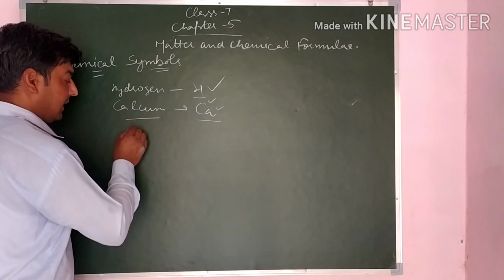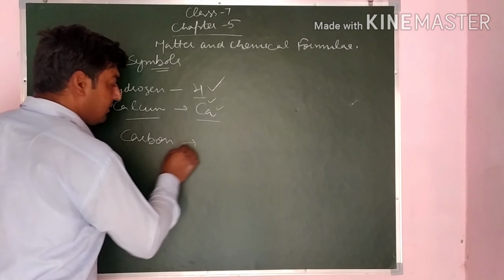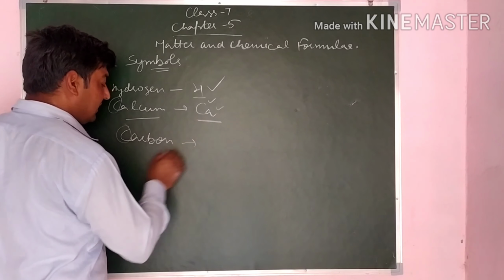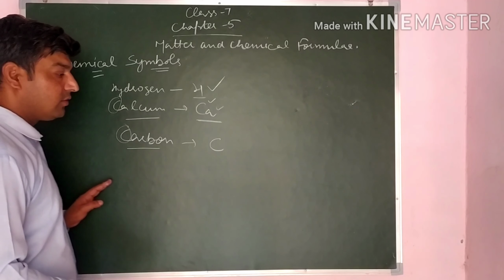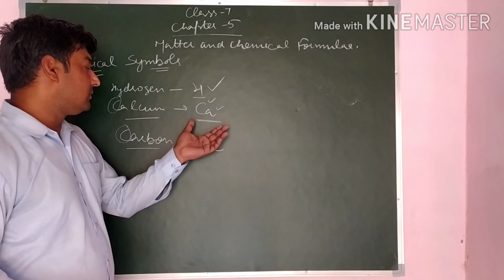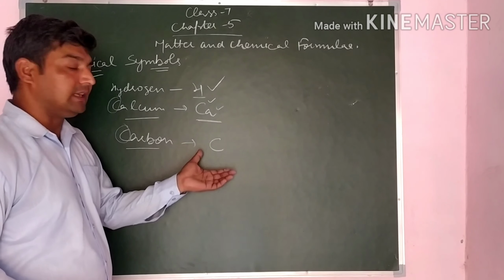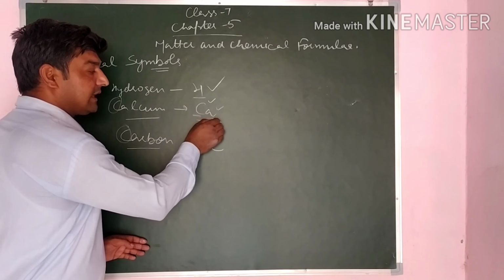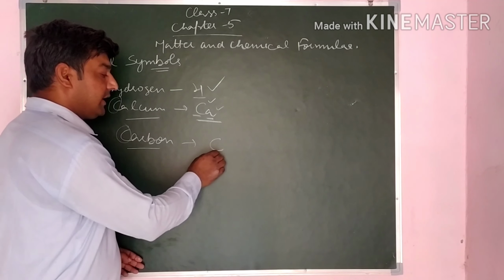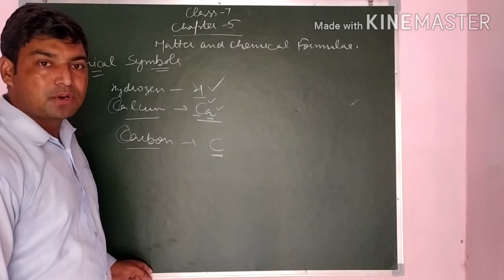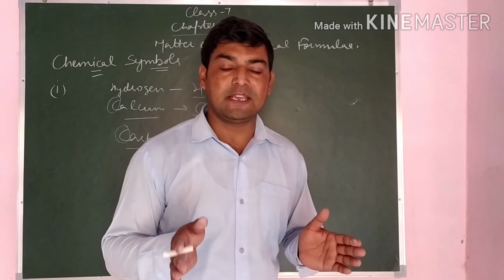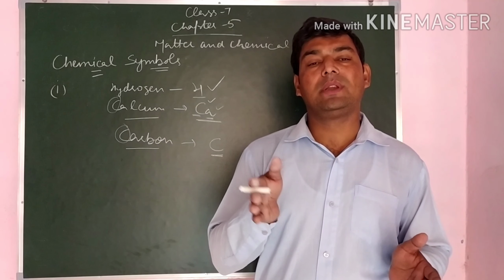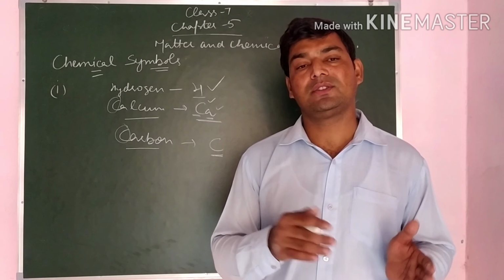Example, the same calcium and carbon. Both start with the letter C. So for calcium it is Ca and for carbon it is C. We cannot give both these elements the symbol C. So for one it is Ca, first letter capitalized and second letter small, and for carbon it is C. So for elements that start with the same letter, the symbols are distinguished by giving them two letters, the first capital and the second small.